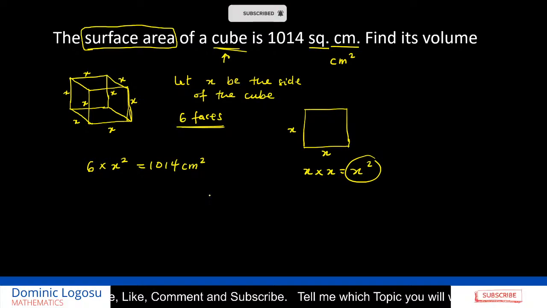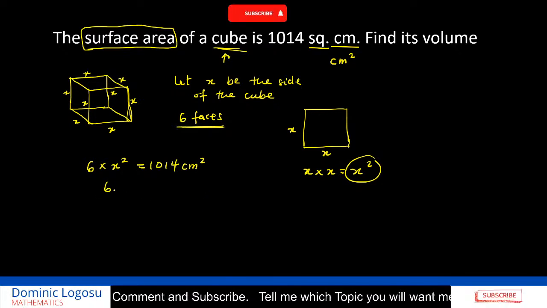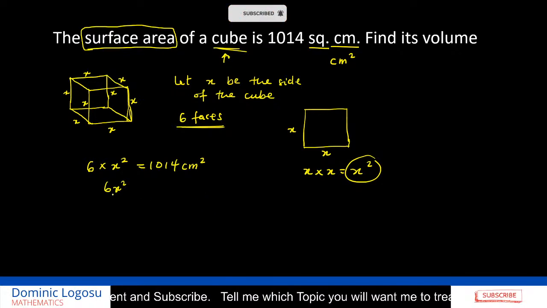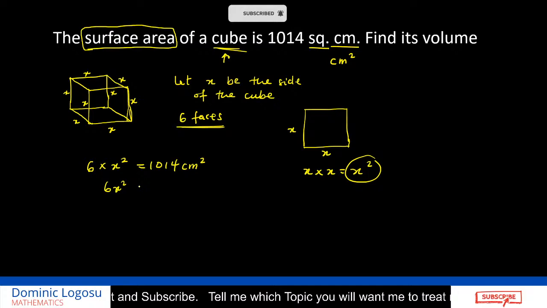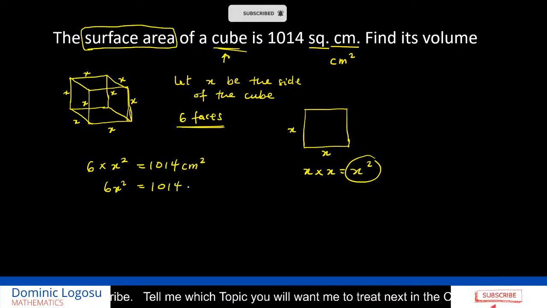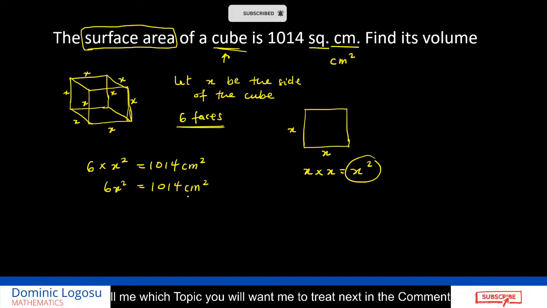So once we've established that, what? X squared, 6 of that should give us the total surface area, and then the question has actually given us the answer to the total surface area. Okay, so once we've established that, we can easily find x. Why do we need to find x? Once we find x, we'll be able to find the volume of the cube.